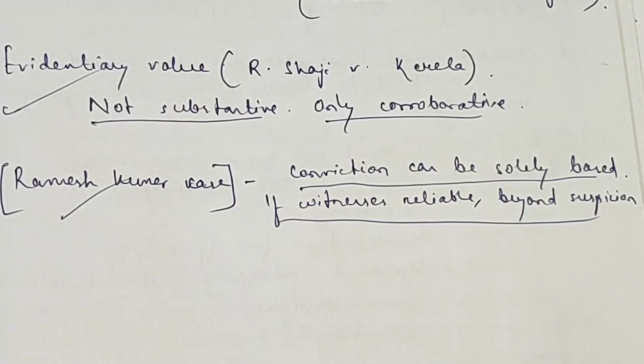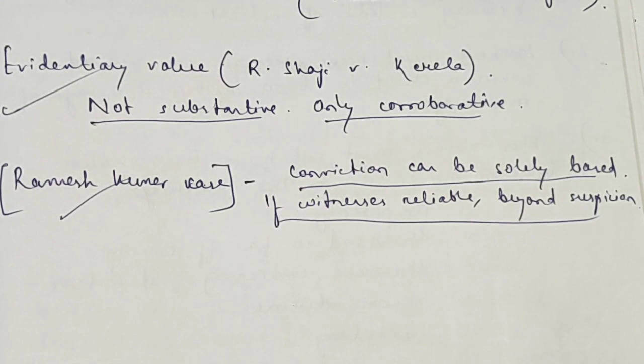So there was a case, R. Shaji versus Kerala. The evidentiary value of TI period was laid down that it is not substantive but only a corroborative piece of evidence. In the Ramesh Kumar case, it was laid down that a conviction can be solely based on the TI period if witnesses are reliable, trustworthy, and beyond suspicion. So this is all about TI period under the Indian Evidence Act.